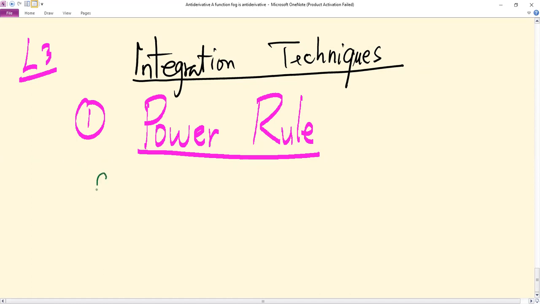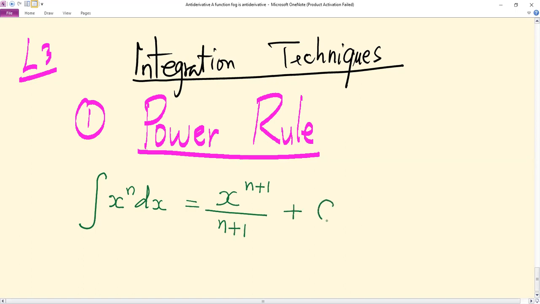So the integral of a function x raised to the power n dx is given by x raised to the power n plus 1, divided by n plus 1, plus a constant c, for all values of n not equal to -1.